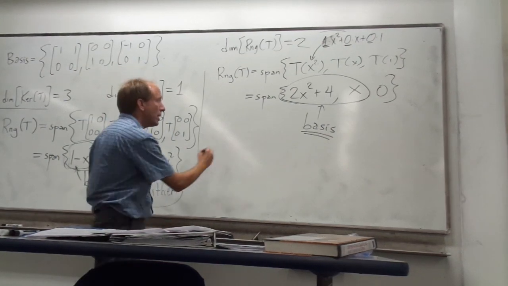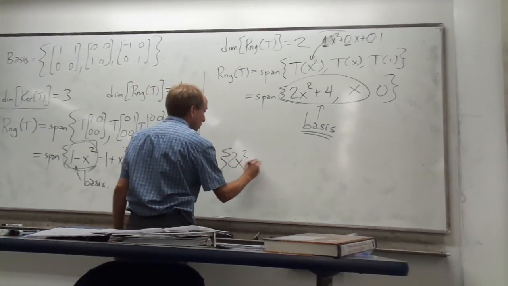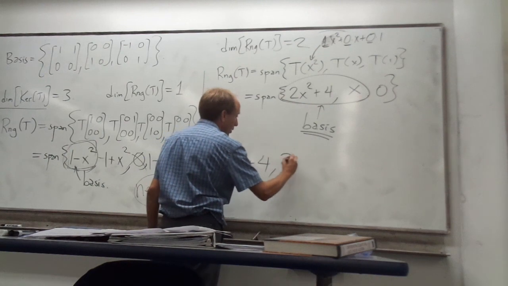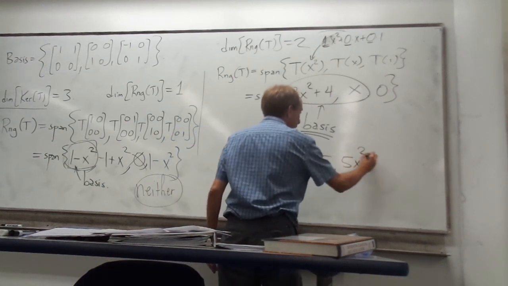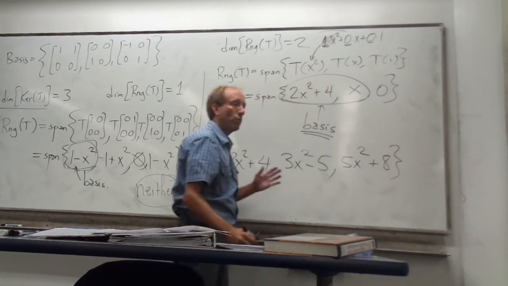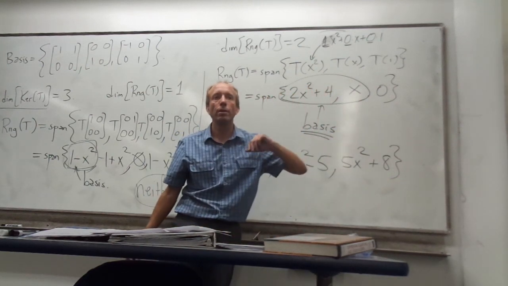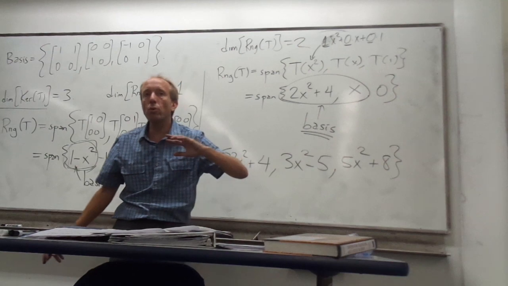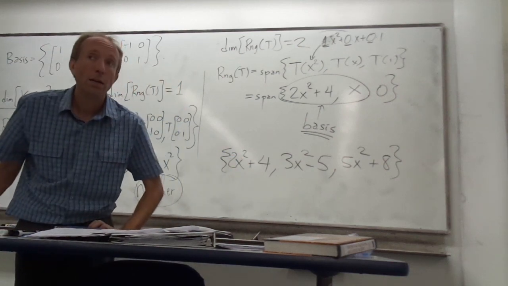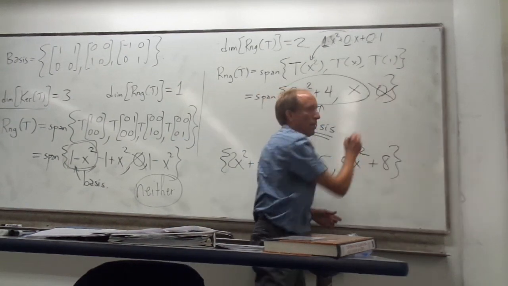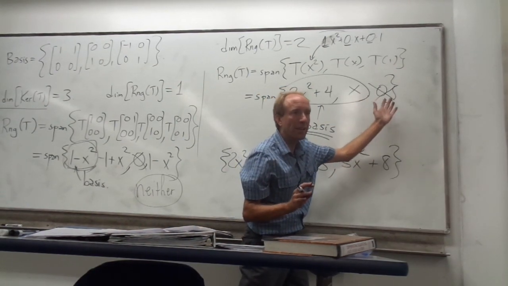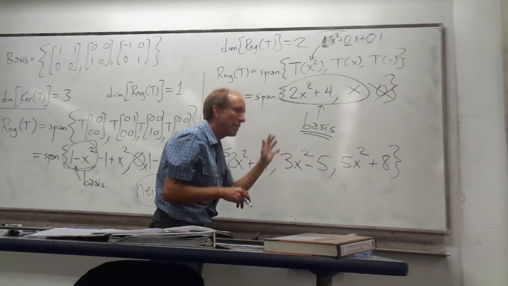Now, if I had 3 things, let's suppose it was 2x squared plus 4, and 3x squared minus 5, and 5x squared plus 8, or something like that. What if it was those 3 things? Is it so obvious what to throw away? Here you know 0 is not going to be in a basis, so we're getting away easy here. But what if it wasn't? What if I had a list and it wasn't so obvious?